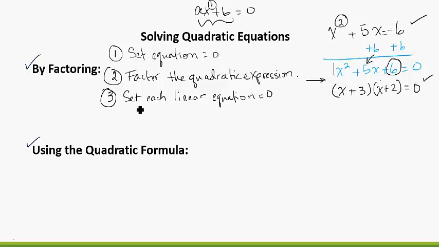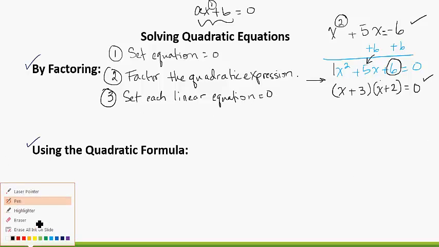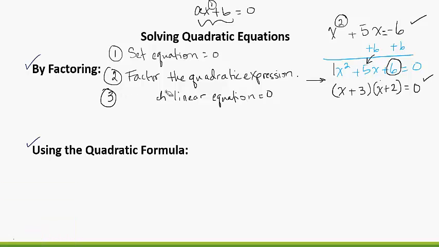Actually, let me rephrase that. I got ahead of myself. So here we factored it. So this is step 1. We set it equal to 0. Step 2, we factored it. And then step 3, we use the zero product principle.